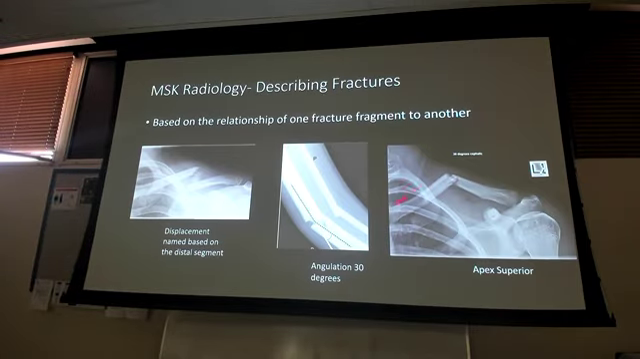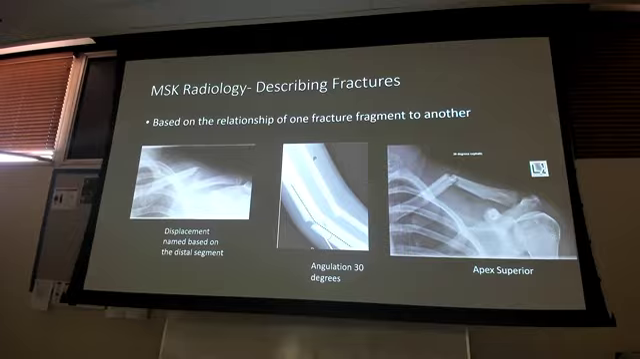So apex superior. If I were to draw a line there like an arrow, draw a line down here, the arrow is pointing superiorly. So we just name that apex superior. So this would be like a mid-shaft, left clavicle fracture, apex superior. That's how I would describe that.